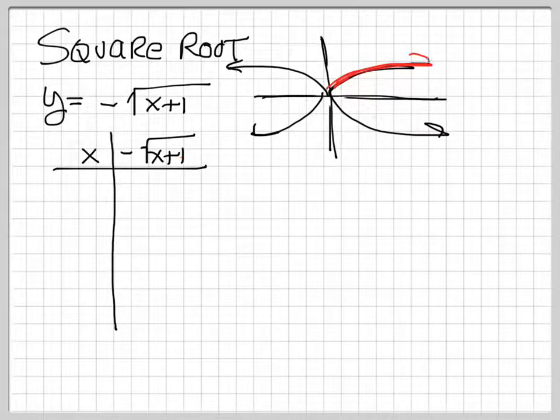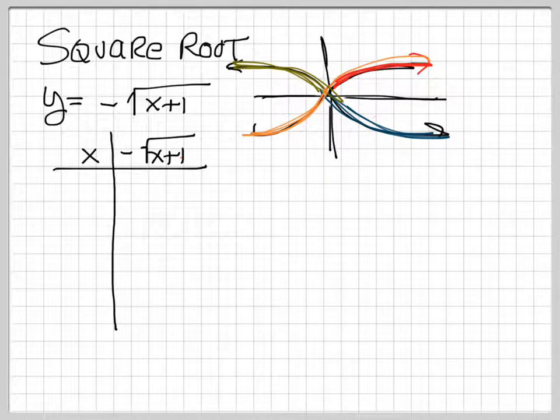pieces. Like this might be the graph, or this might be the graph, or this might be the graph, or if we go with one more color, this might be the graph. So when you graph a square root function, it's going to have a definite starting point and it's going to be just half of a parabola.